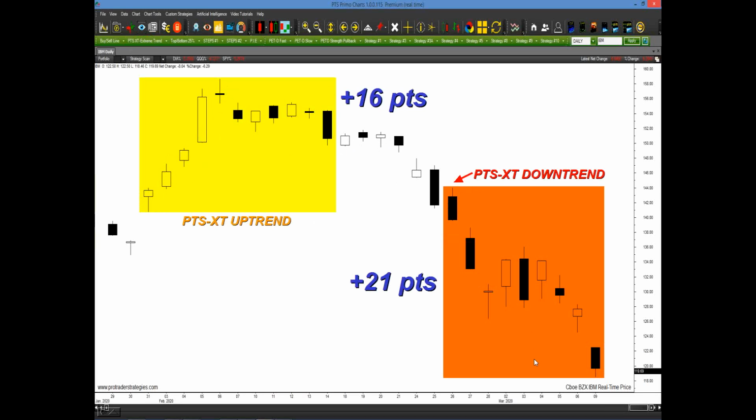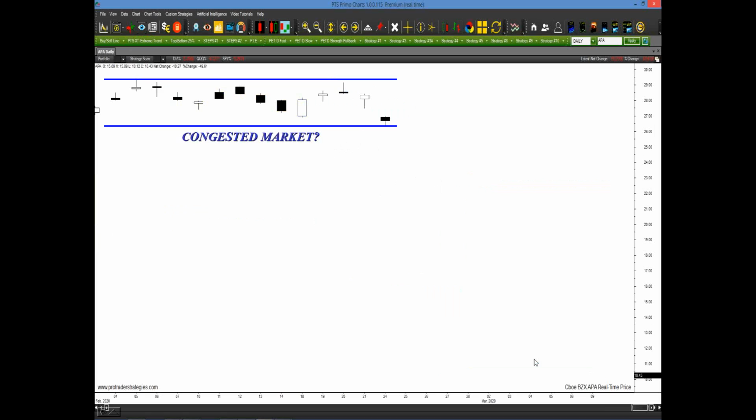This is IBM. Let's look at APA, all right? This was also in February coming into this last week of March. This is the way most traders trade. They say, well, Steve, we're in a choppy, congested area. This is kind of a range market here.